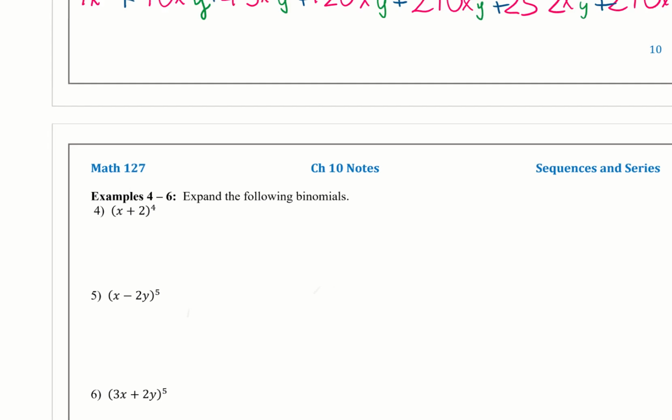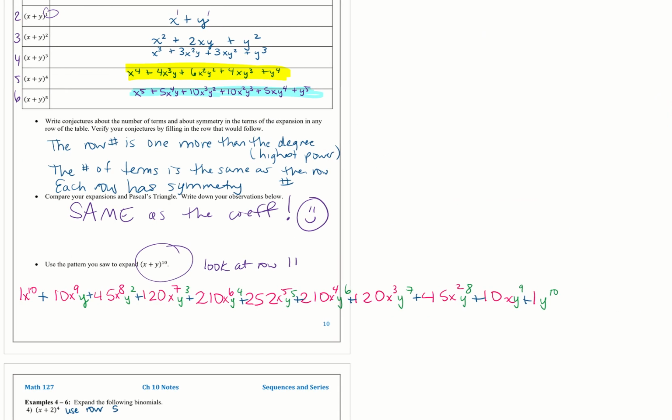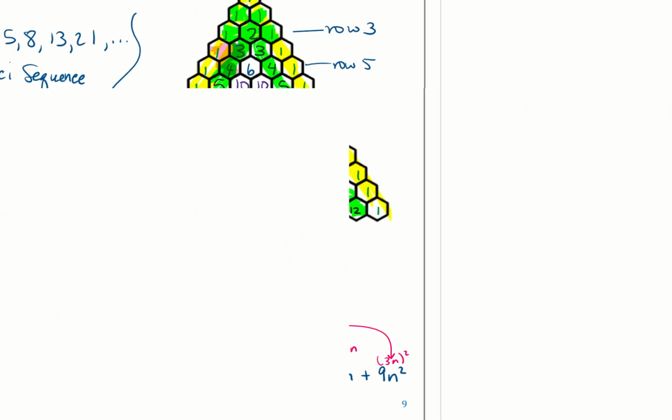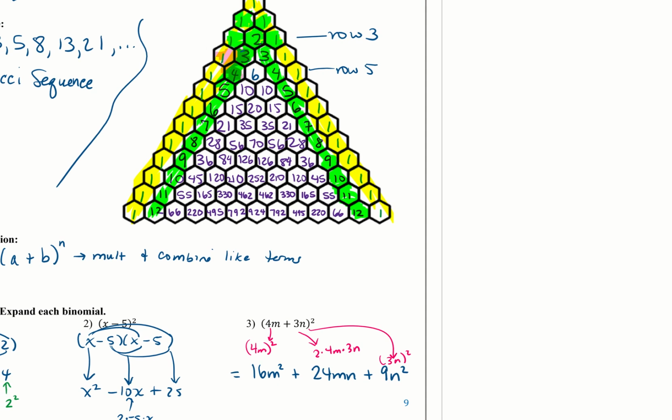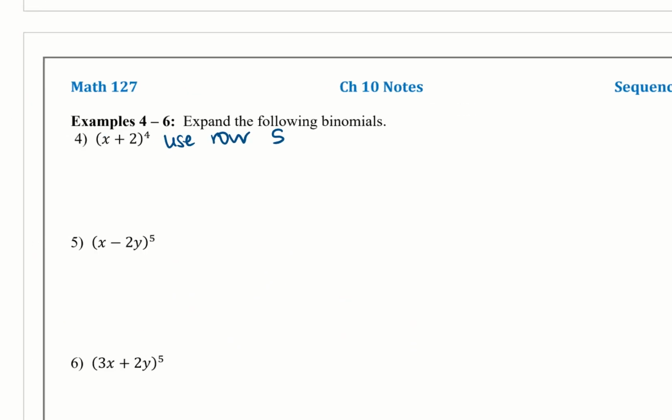If I'm using the power of 4, I would need to use row 5 for Pascal's triangle. So if I wanted to use row 5 for Pascal's triangle, keep in mind that row 5 has 5 digits in it, and it has the 4 along the diagonal. So that's 1, 4, 6, 4, and 1 as my coefficients. I'm going to give myself a little more space.